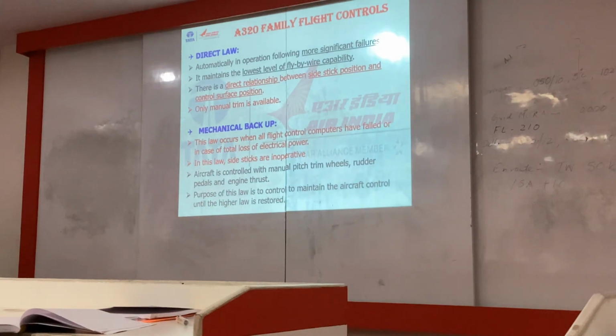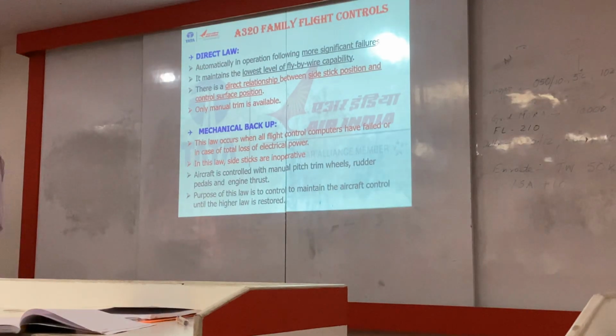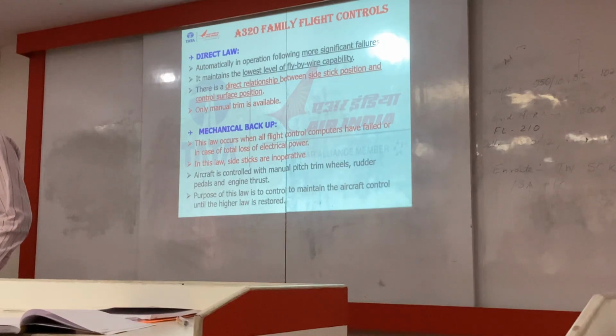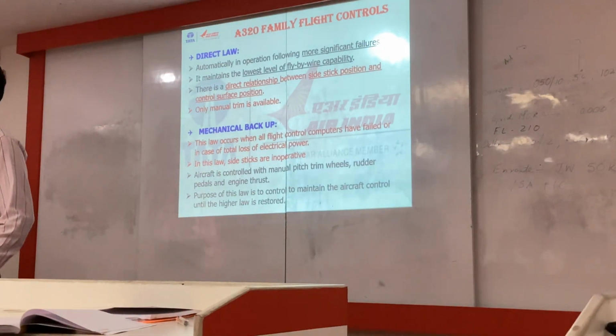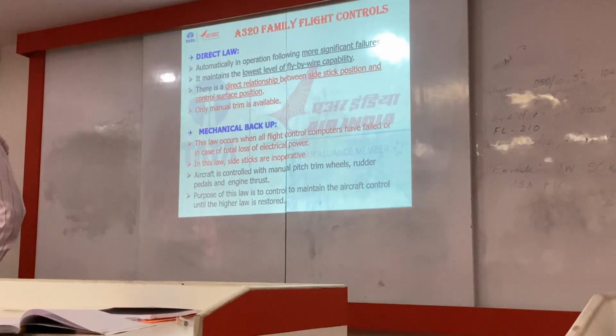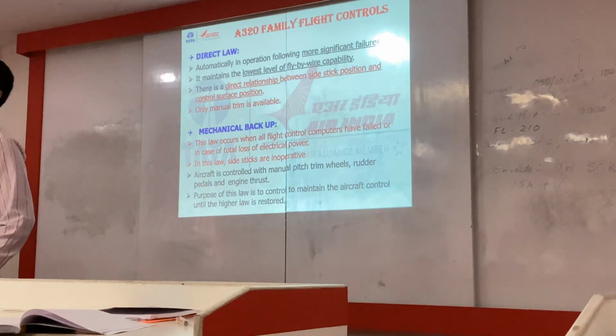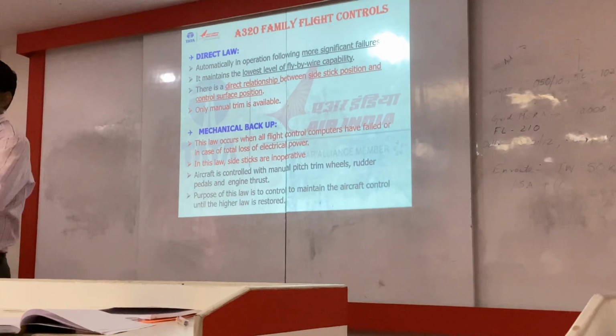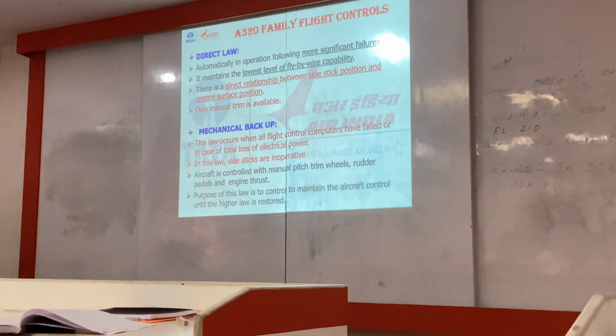The purpose of this law is to control and maintain the aircraft until a higher level of control is restored. So there is a difference in the ECAM messages. Use man pitch trim only. There are two things. What is the difference? In which case is it direct law? Use man pitch trim means that for pitch trimming you have to use the manual wheel. Whereas man pitch trim only means there are no flight control computers, nothing is working. So that is mechanical backup.